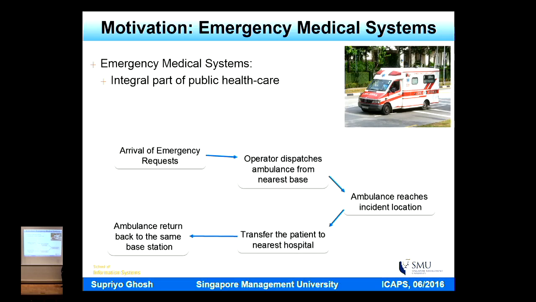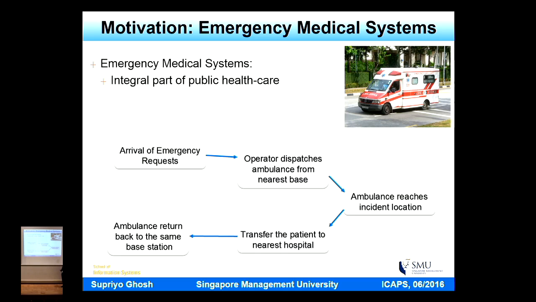Once a request comes into the system, the operator dispatches the nearest ambulance for the request. The ambulance goes to the incident location, provides some initial treatment, and then transfers the patient to the nearest hospital. After that, the ambulance returns to the same base where it started.